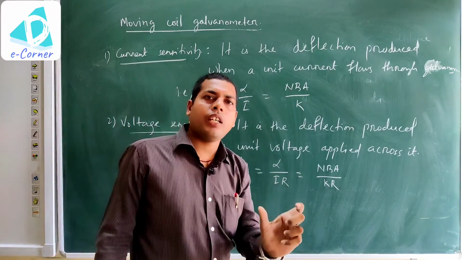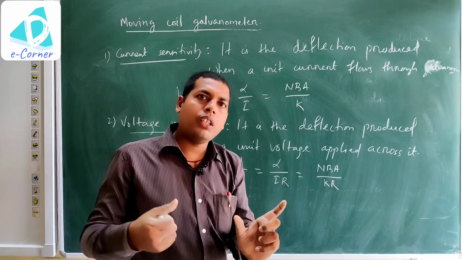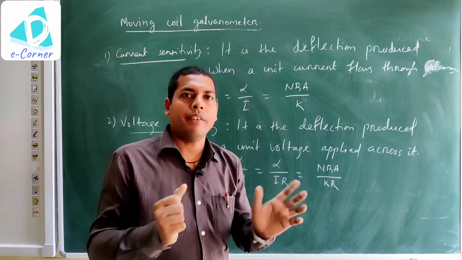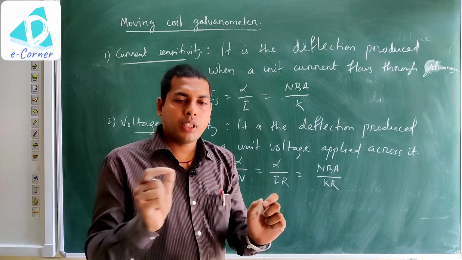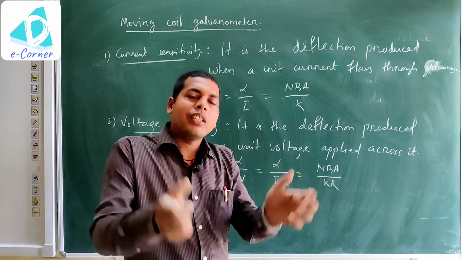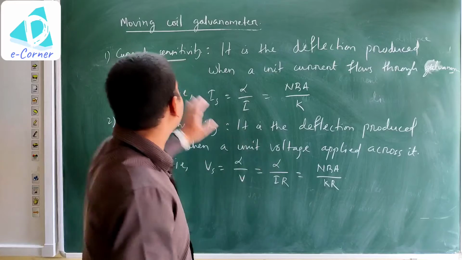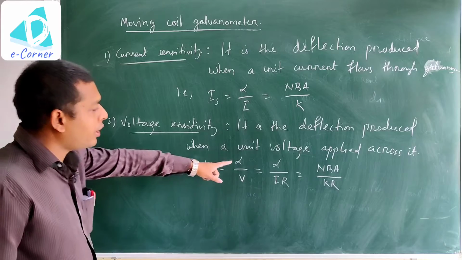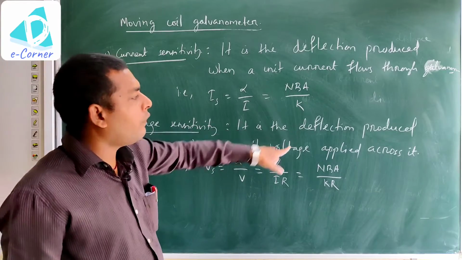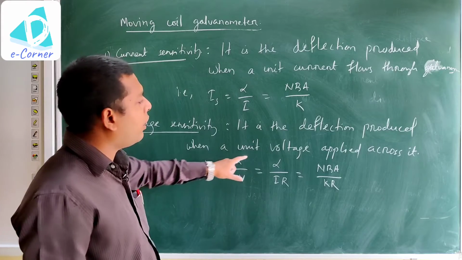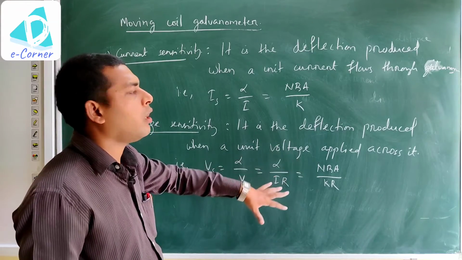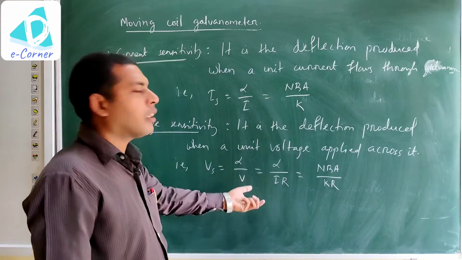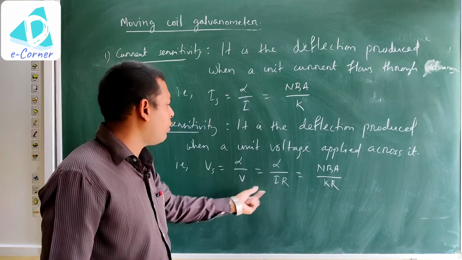Actually sensitivity होता क्या है? Sensitivity means when we are giving the small input, a larger output must come through that device. That is the sensitivity. मतलब उसको थोड़ा सा इनपुट देने के बाद उसमें ज्यादा आउटपुट आना चाहिए, that is the sensitivity. Okay. Again, second one is the voltage sensitivity. Again, same thing. It is alpha by V. So it is the deflection produced by the galvanometer when a unit voltage is applied across it. Okay. It is the current flows through that galvanometer. It is voltage applied across the galvanometer. So alpha by I into R, V equal to IR.